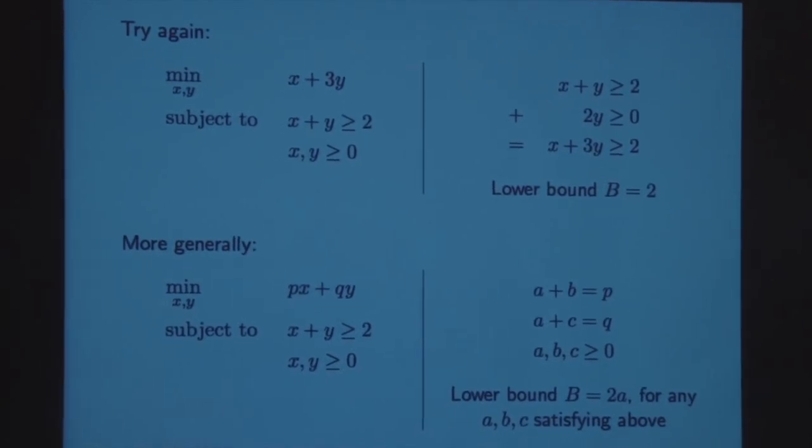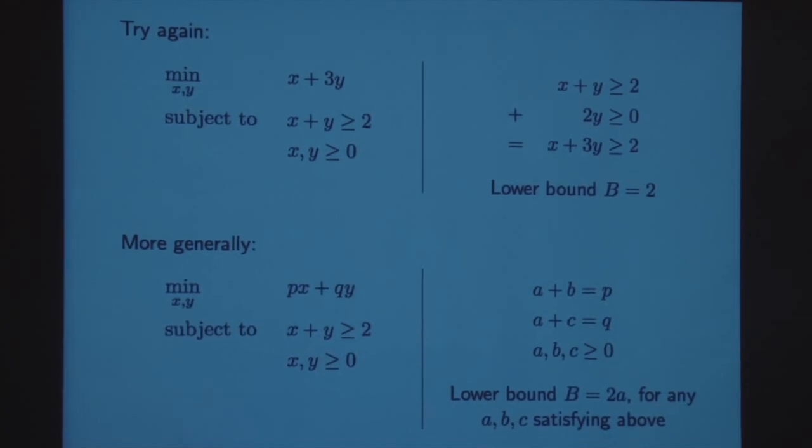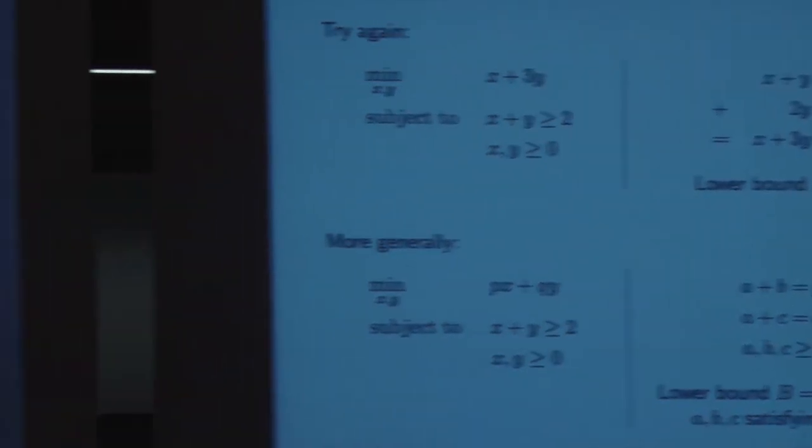So let's suppose we're trying to minimize the criterion x plus 3y. And we're going to be subject to the same constraints: x plus y is bigger than or equal to 2, and x and y are both non-negative. So how do I find a lower bound on the optimal value of this linear program? What do I do here? Any thoughts?